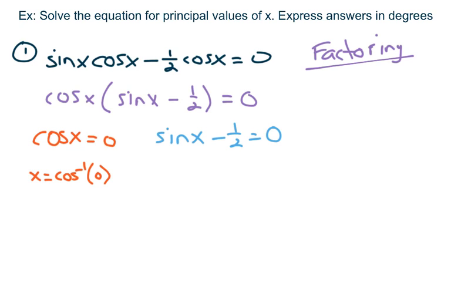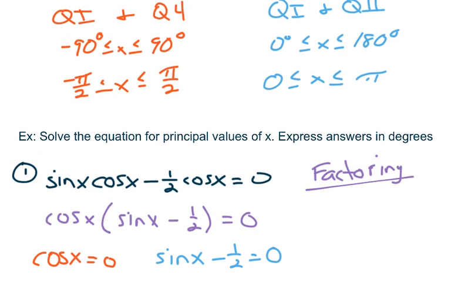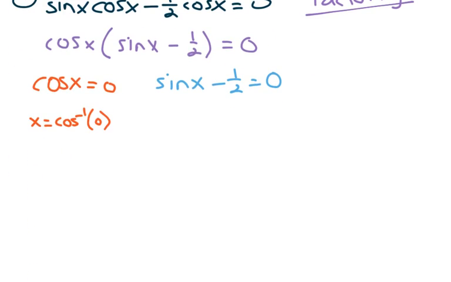And we're talking degrees. So what angle, and we're talking cosine, so now what angle between 0 and 180 would give you a cosine of 0? Well, you can type this in your calculator, make sure you're in degrees, and what you're going to find is that x is equal to 90 degrees. So there's one of your solutions.